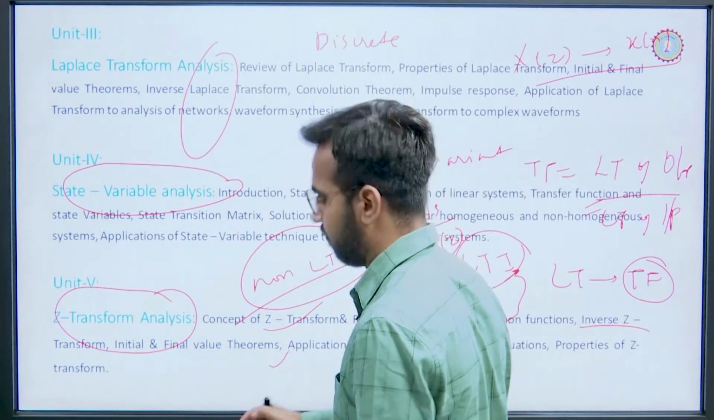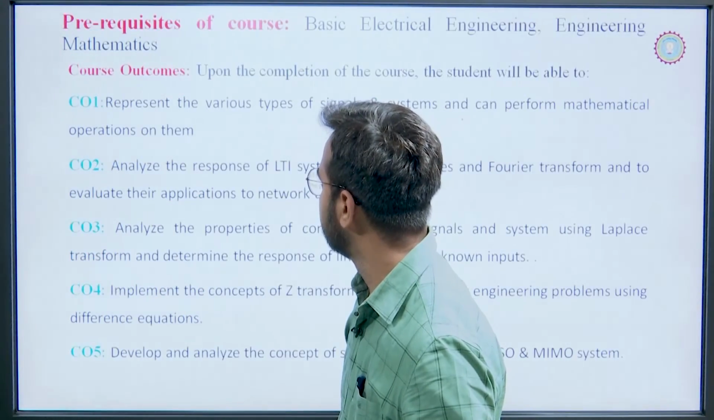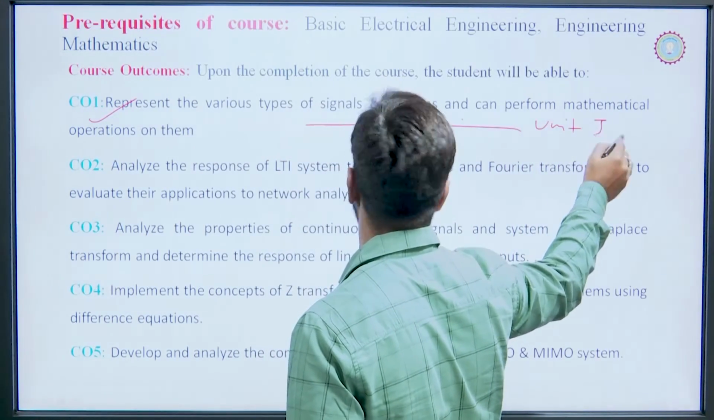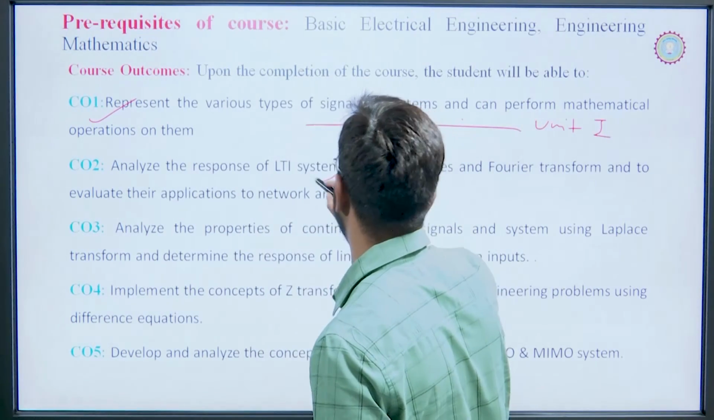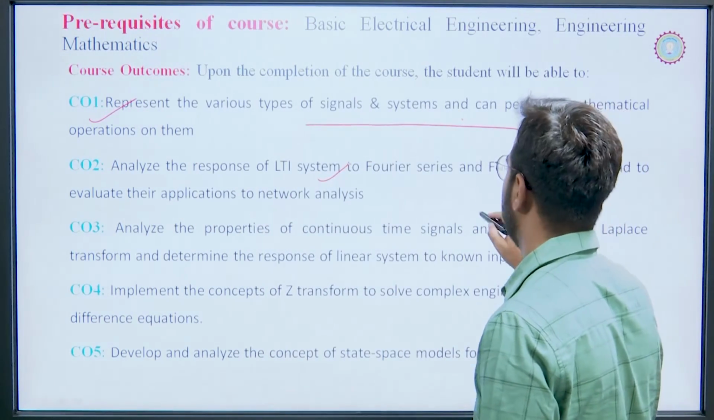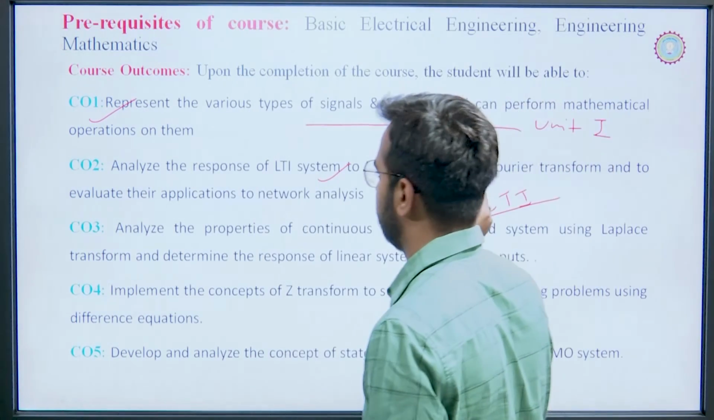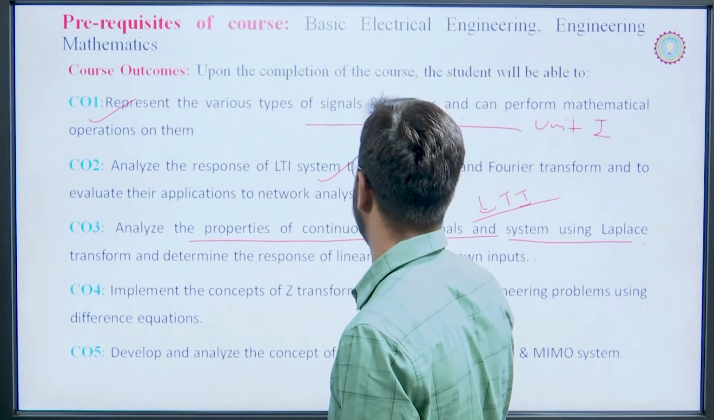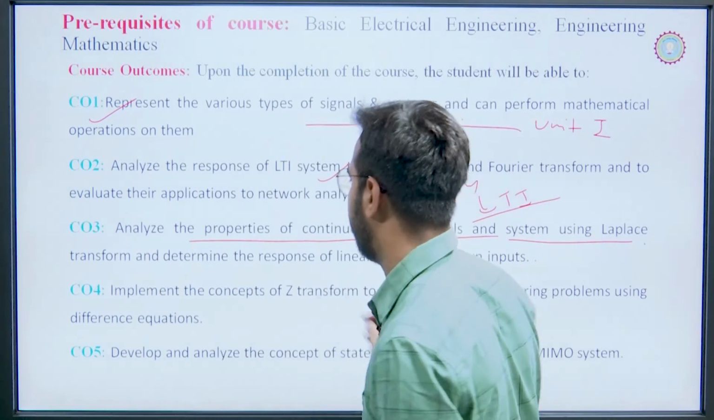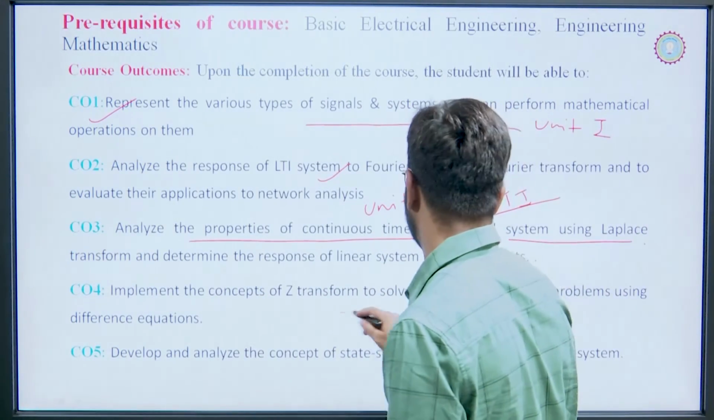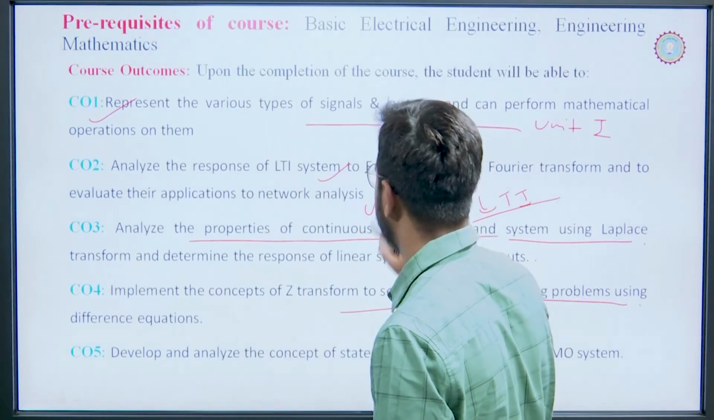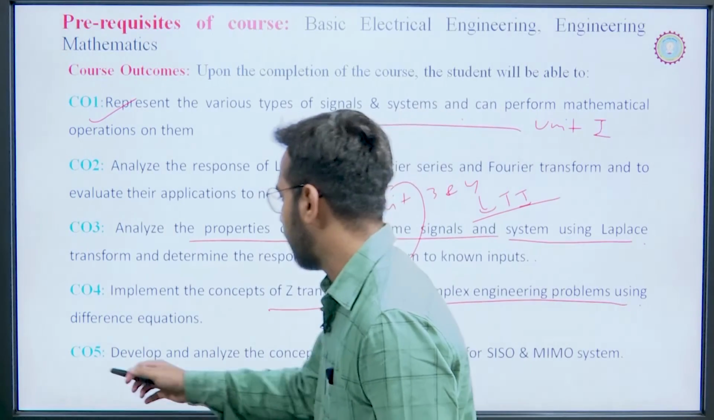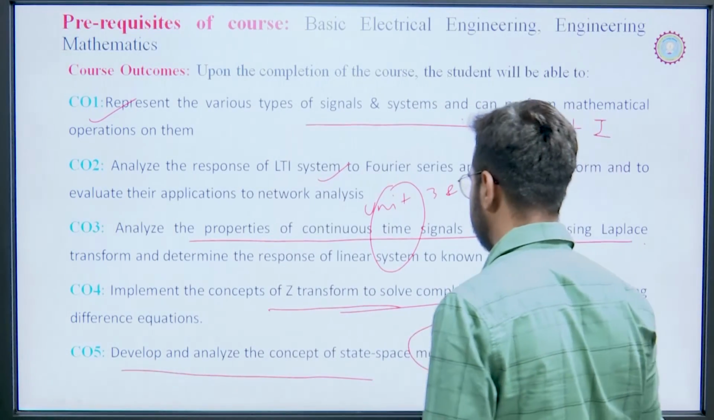After we have studied this, we can easily realize the course outcomes. CO1 was the representation of various types of signals and systems, which was in unit 1. Then we analyze the response of LTI systems using Fourier series and Fourier transform. Then we analyze the properties of continuous time signals and systems using the Laplace transform, in units 3 and 4. Then CO4 is to implement the concept of Z transform to solve complex engineering problems, which is for discrete time signals. At last we have CO5, where we study the state space model.